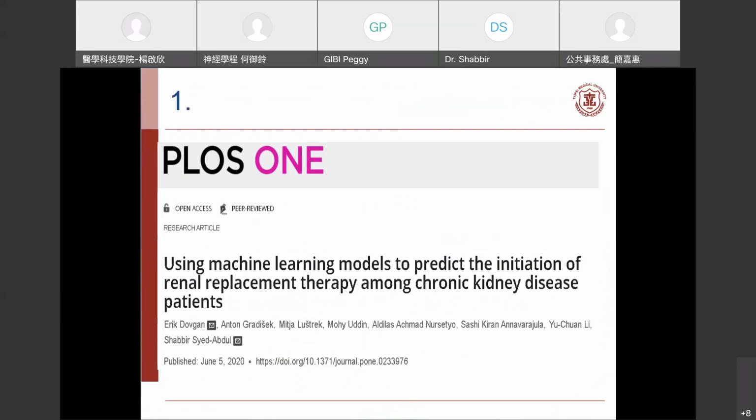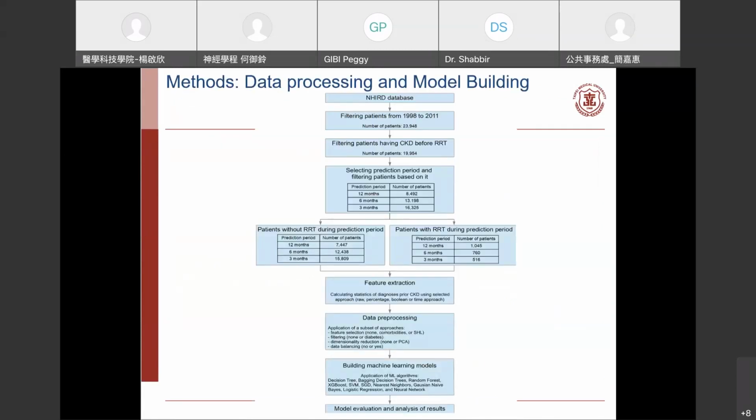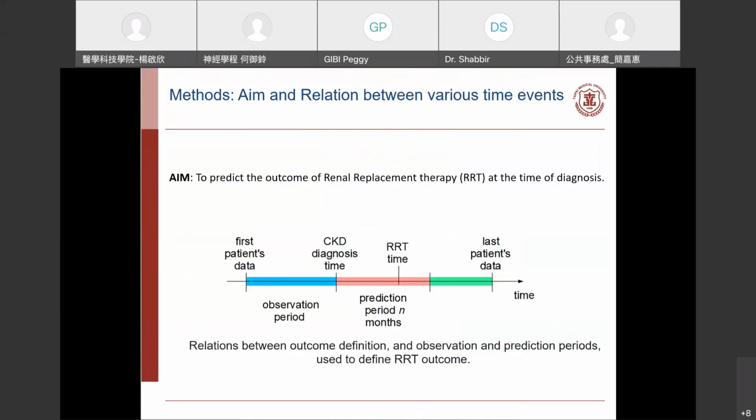So then I will just go through some of the research because I have only 8 minutes left, where we used machine learning models to predict initiation of renal replacement therapy among chronic kidney disease patients, because it was very interesting to see at what time we should start dialysis, at what time we should go for transplantation, because that gives the outcome of the patient. Obviously, if you are interested, please go through these papers. I will just go through the results and some part of the methodology.